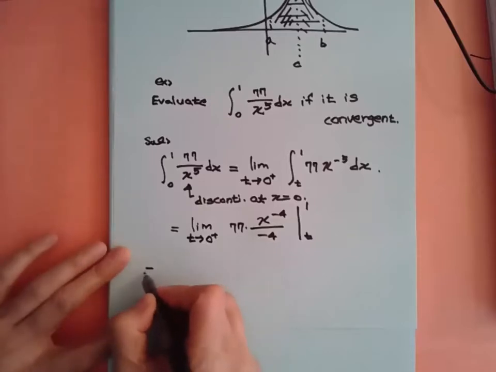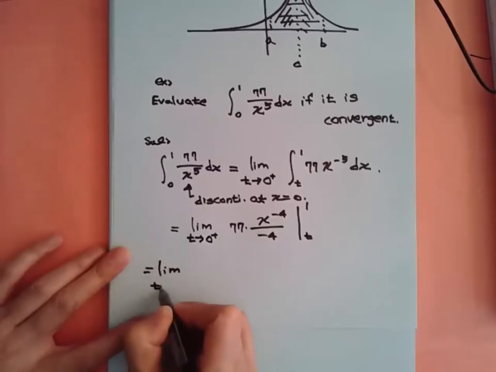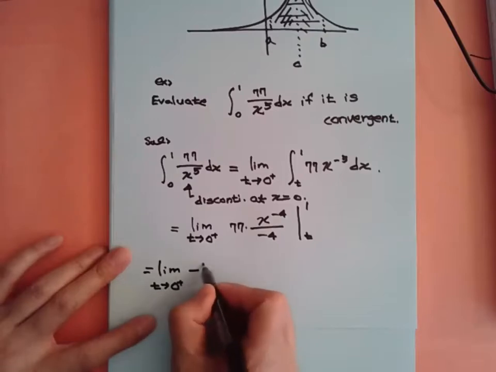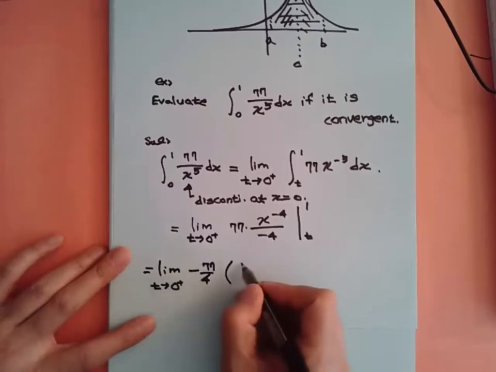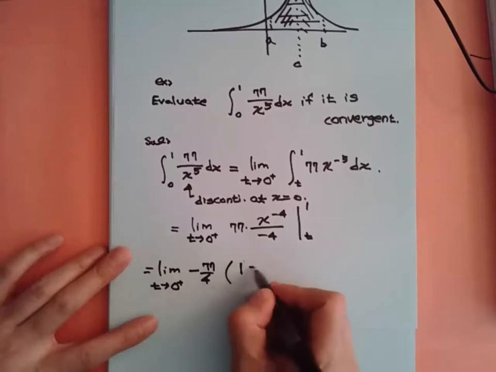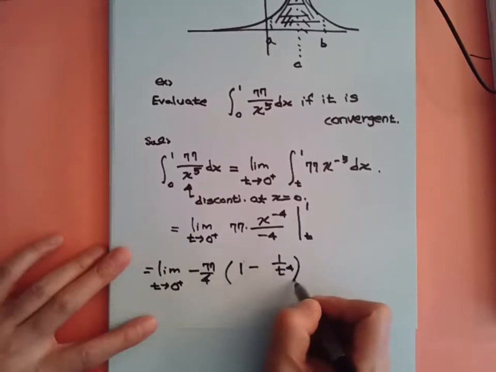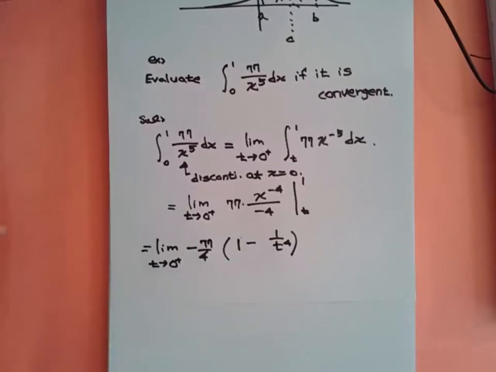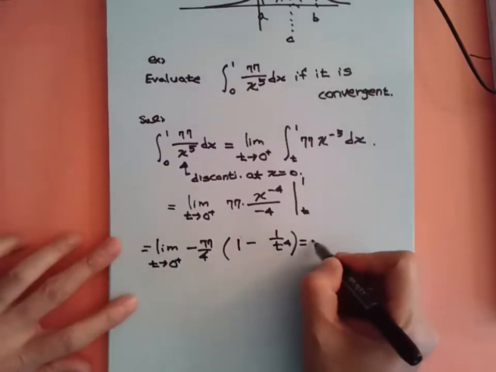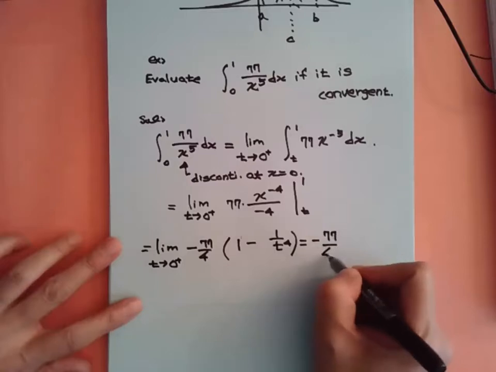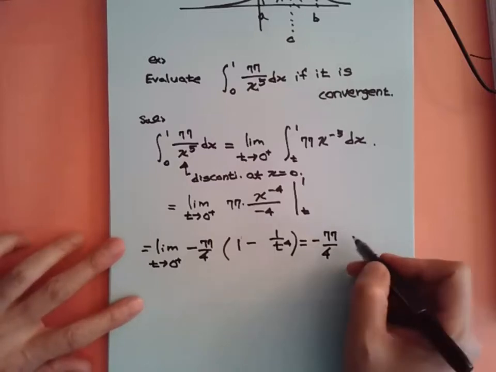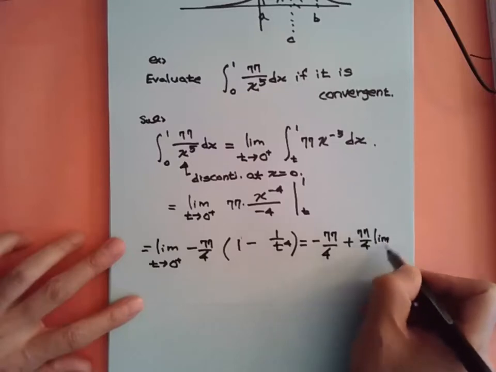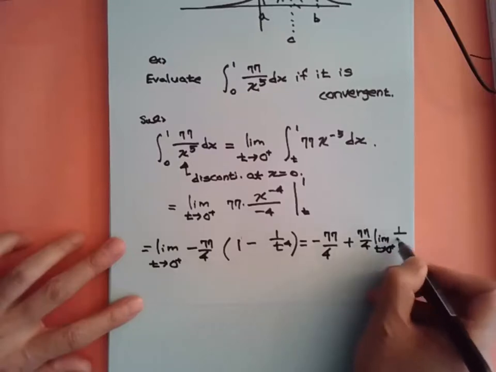So we have t goes to 0 plus, so minus 77 over 4 times 1 minus 1 over t to the 4th power, and -77 over 4 plus 77 over 4, limit t goes to 0 plus 1 over t to the 4th power.